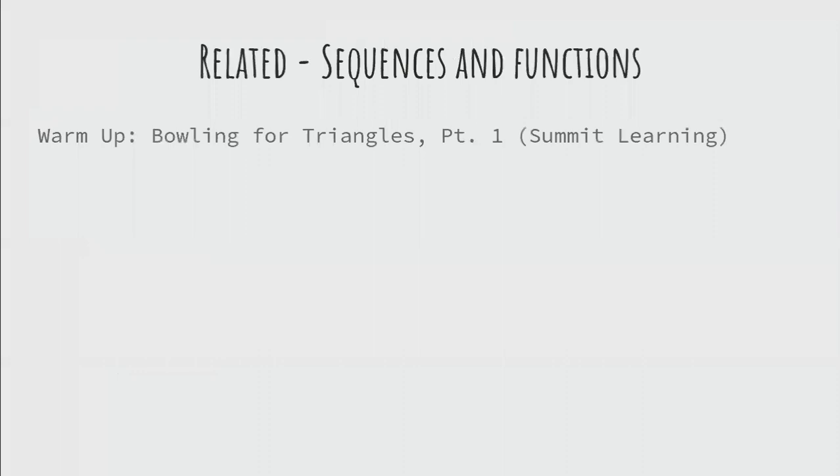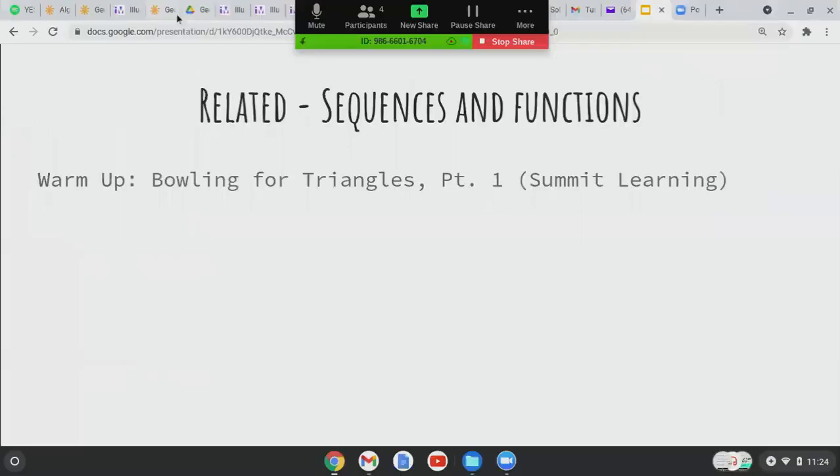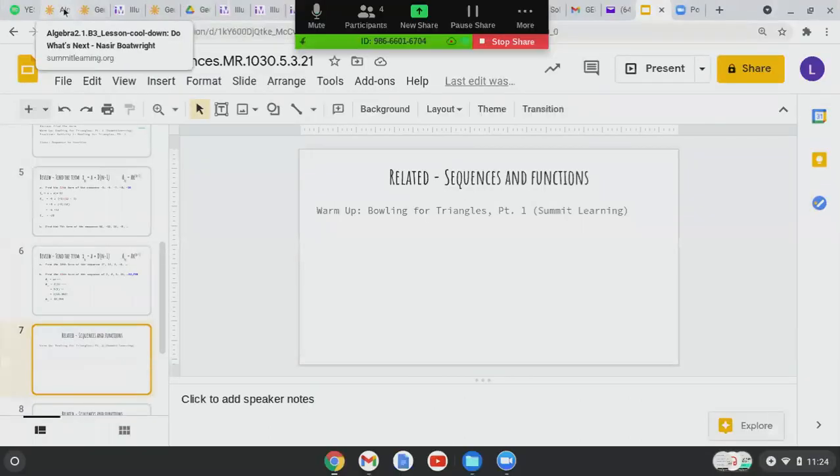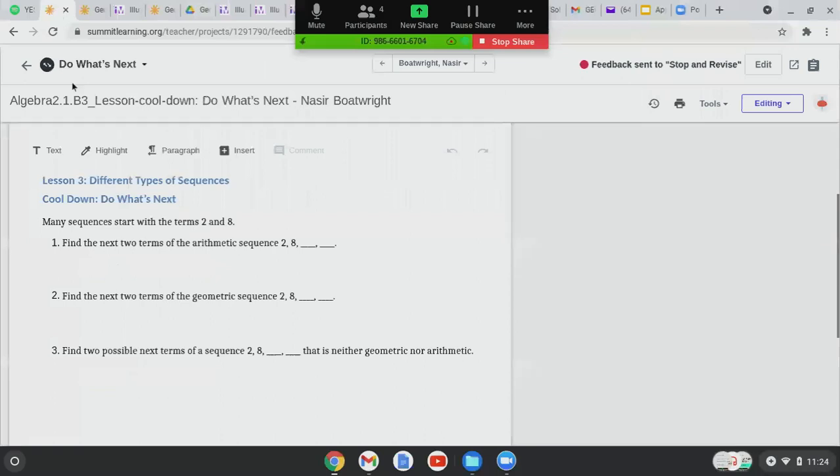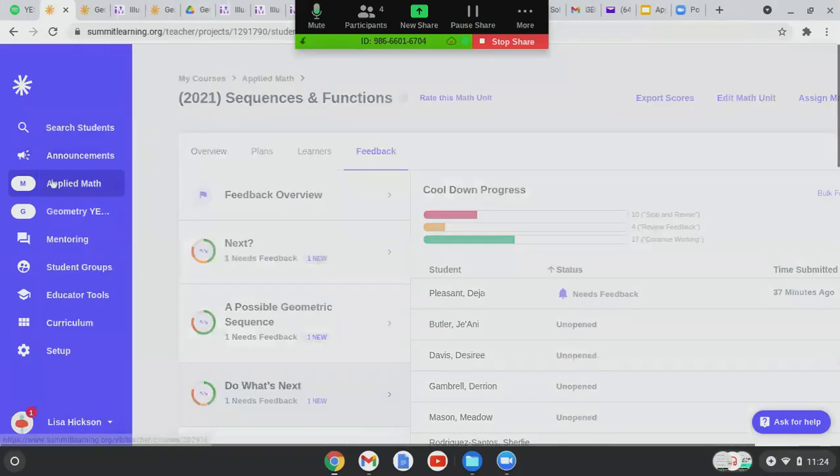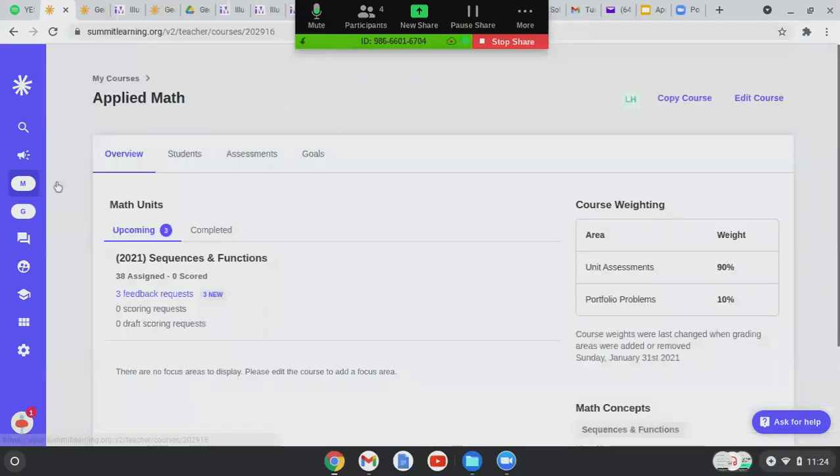All right. So now we got a couple minutes. Let's look at the warm-up in Summit. It's called Bowling for Triangles. And I am going to go there also. So log into Summit. You are going to click Apply Math. You are going to click Sequences and Functions.